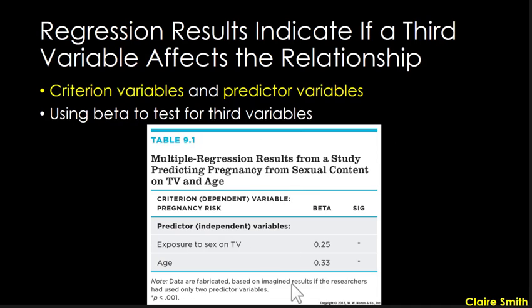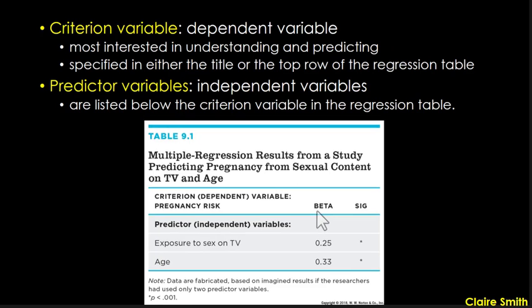So there are tables formed. It's going to say multiple regression results from a study predicting pregnancy from sexual content on TV and age, right? So this is what we just looked at. On this table, you're going to see criterion variables, predictor variables, and then something known as beta, right? The first criterion variable is the dependent variable, which is what the scientist is most interested in understanding and predicting. It's going to be specified in the title or the very top row of the regression table, right? So criterion variable, pregnancy risk.